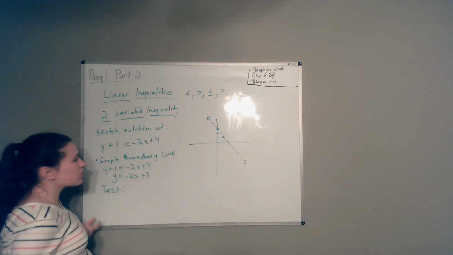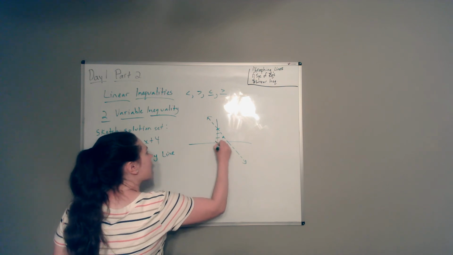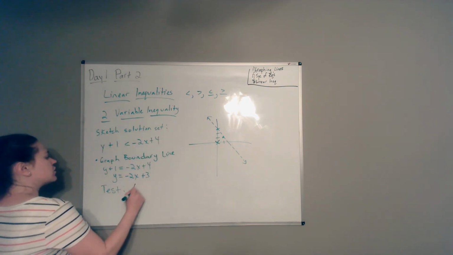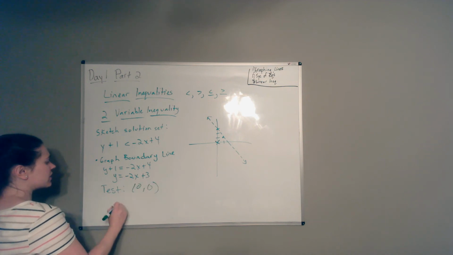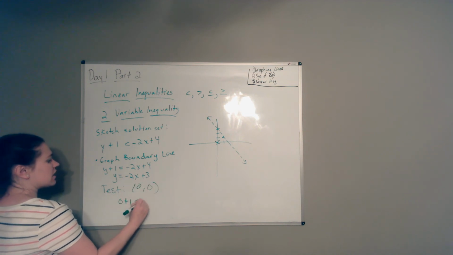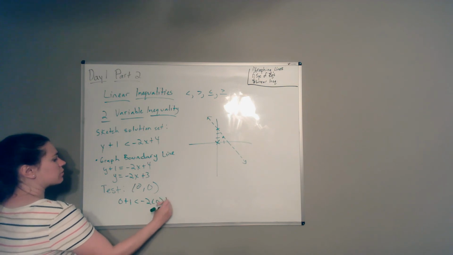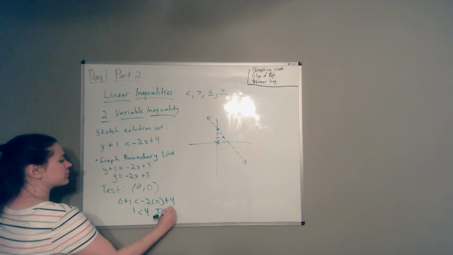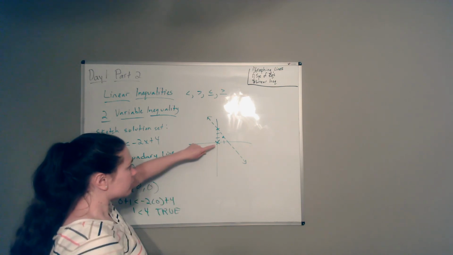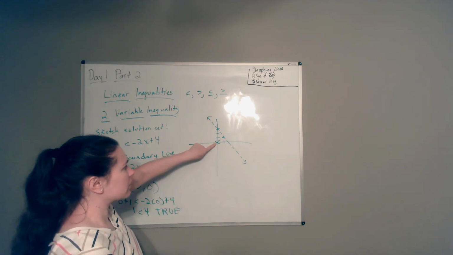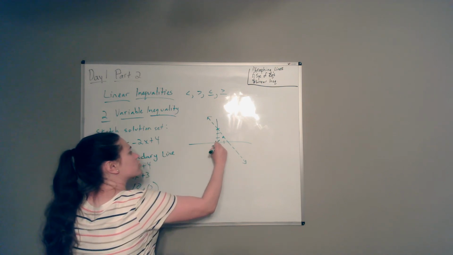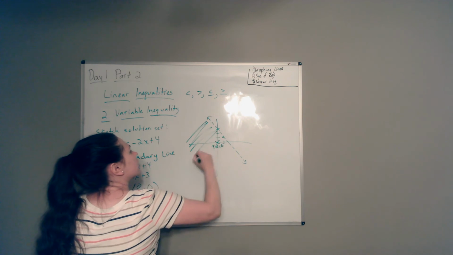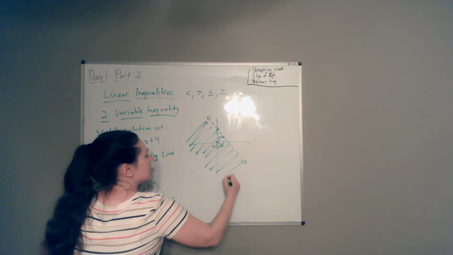So one point you know 100% is not on that line is 0, 0, because the y-intercept is 3. If we test 0, 0, we get 0 plus 1 is less than negative 2 times 0 plus 4. We get 1 is less than 4. That is true. So the side with the point, we just found that that is true, so the entire area below the boundary is your solution.